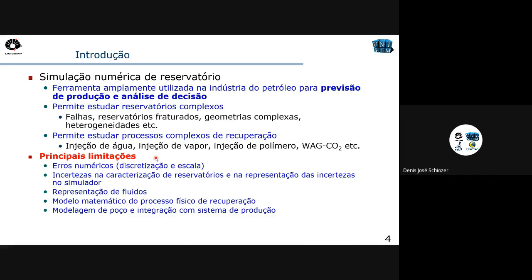We have to use nowadays models that are very different, that have a scale very different from the scale where the physical process happens, meaning that we are running the petroleum in the reservoirs, okay?